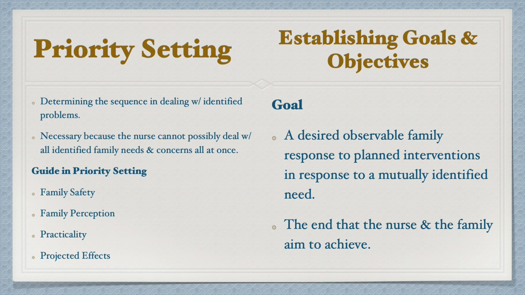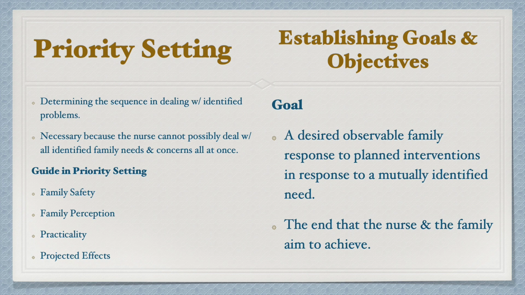Next we have family perception. Next to life-threatening are the emergencies. Priority will also be given to the need that the family recognizes as most urgent or important. If the family fails to recognize issues that affect family safety, the nurse should educate the family.